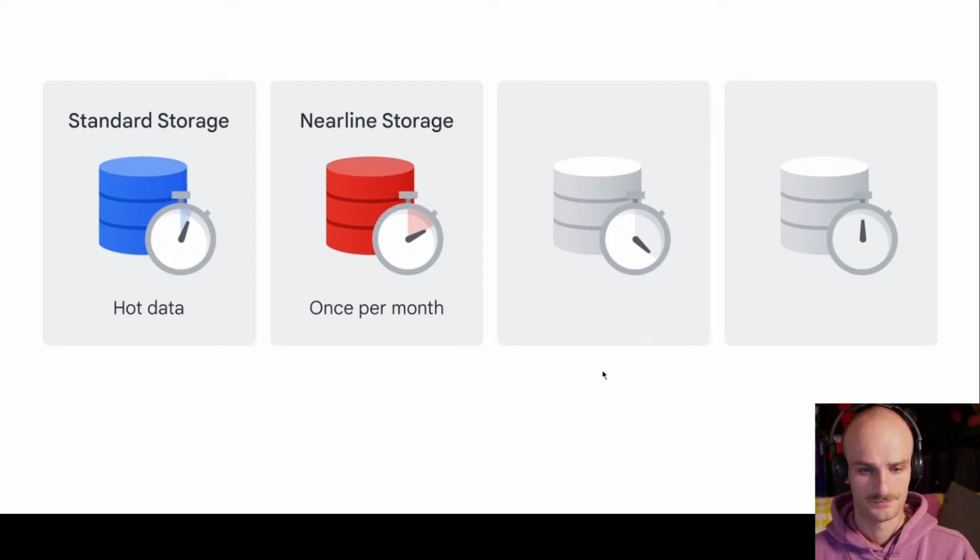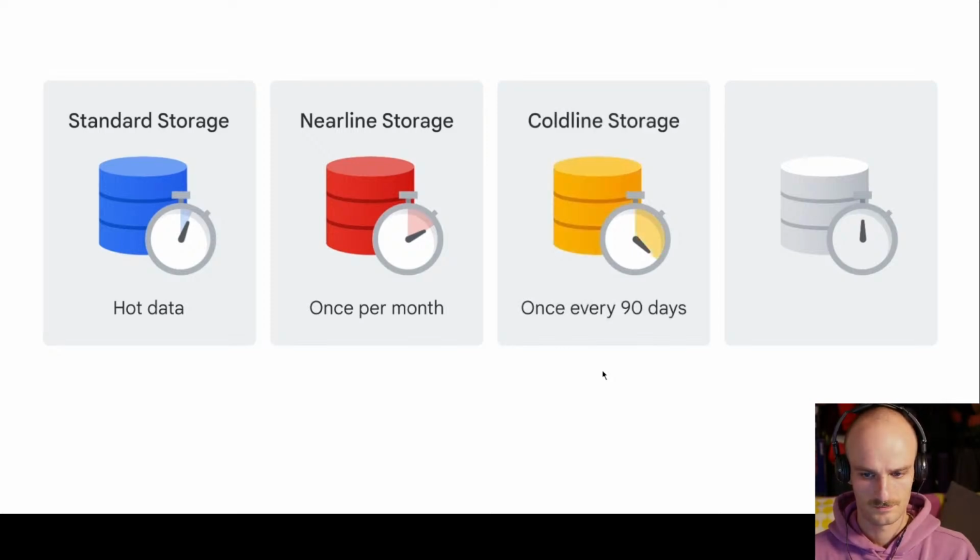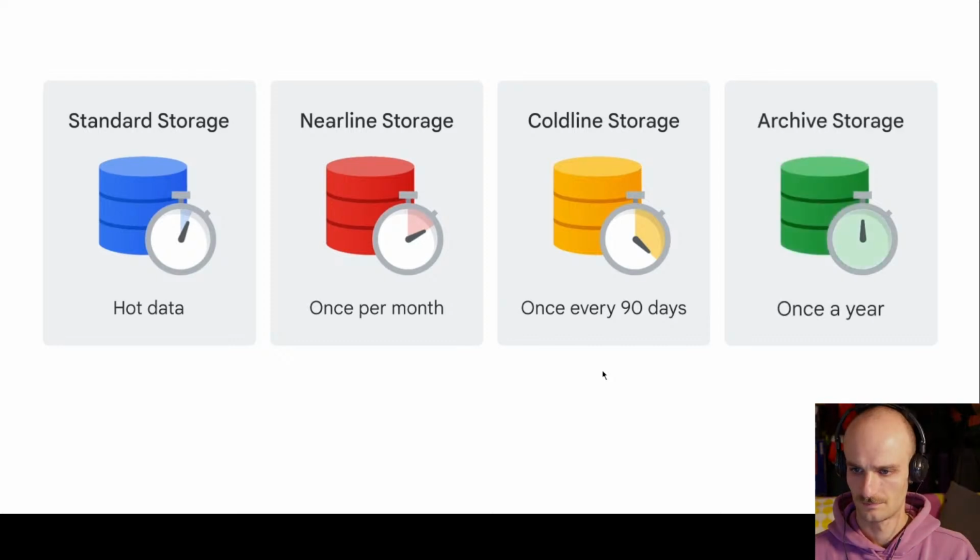This is best for storing infrequently accessed data, like reading or modifying data on average once a month or less. Examples might include data backups, long-tail multimedia content, or data archiving. The third storage class is coldline storage. This is also a low-cost option for storing infrequently accessed data. However, as compared to nearline storage, coldline storage is meant for reading or modifying data at most once every 90 days. And the fourth storage class is archive storage.